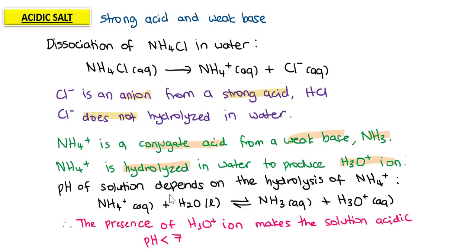So, the pH of the solution depends on the hydrolysis of ammonium ion in water, and the presence of the hydronium ion makes the solution acidic. Thus, the pH of the solution is less than 7 and makes ammonium chloride an acidic salt.